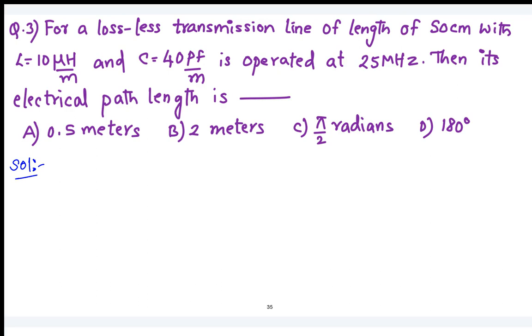So can you tell me how to find the electrical path length? If you see the procedure, it's very simple. The electrical path length is equal to beta L. Can anybody tell me how to find out the value of beta? Anyhow, the value of L is straight away given as 50 centimeters. And how to find out the value of beta? Just give me an approach to find the value of beta based upon the given specifications.